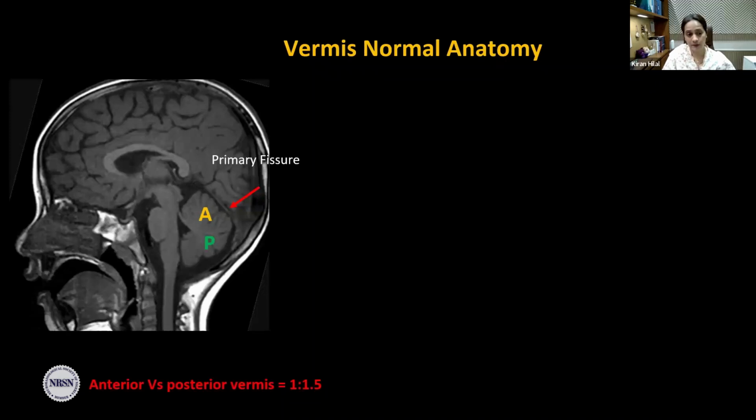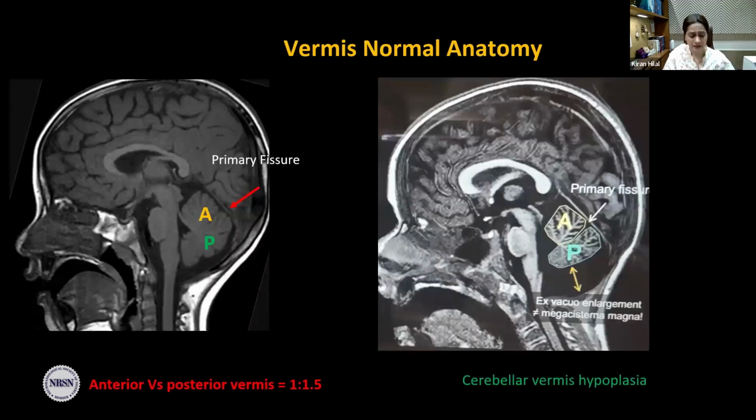So always remember one thing: the anterior vermis is smaller than the posterior vermis. Their ratio is 1:1.5. The portion of the vermis which is above the primary fissure is smaller than the posterior portion. I just want to give you an idea with an example.